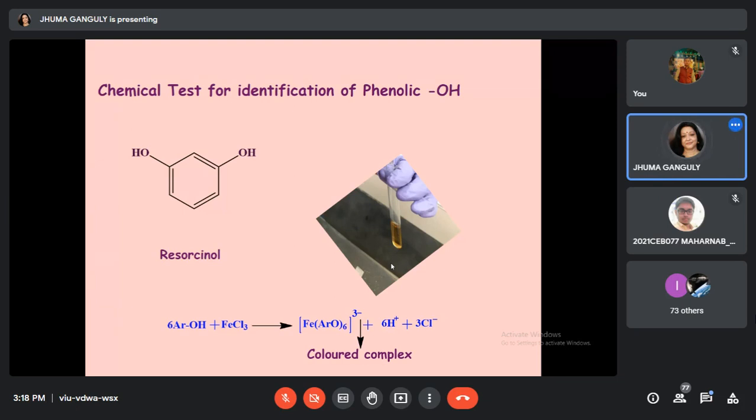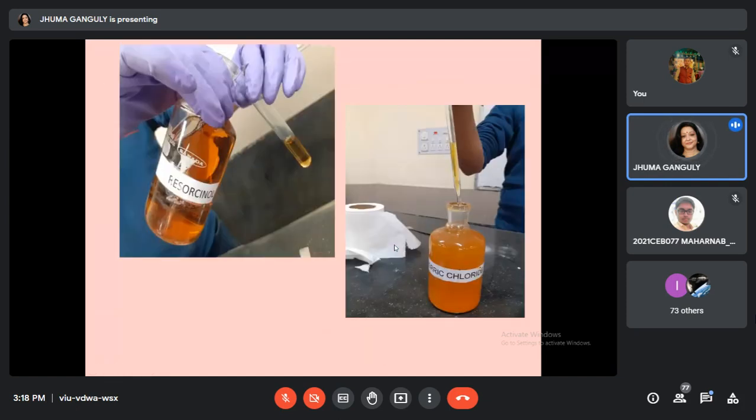We will observe this during the detection of the phenolic group. So overall, resorcinol in this solution in ethanol, and now this is resorcinol, you can put it like this way.